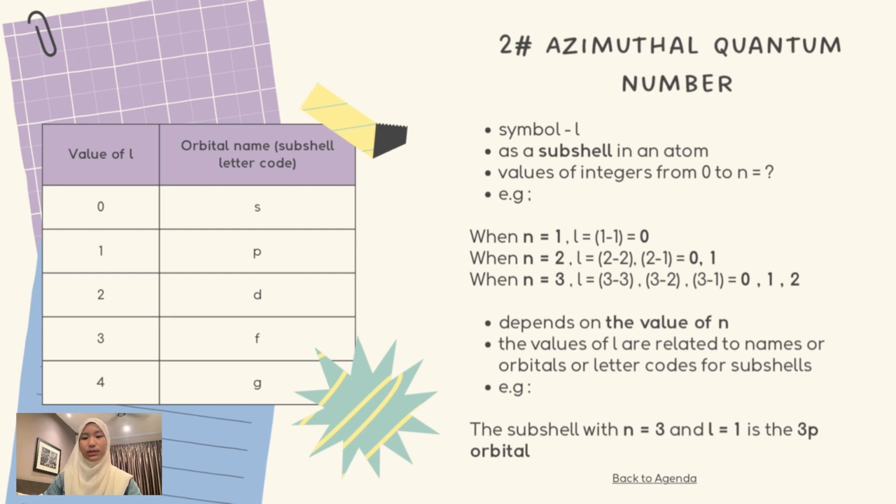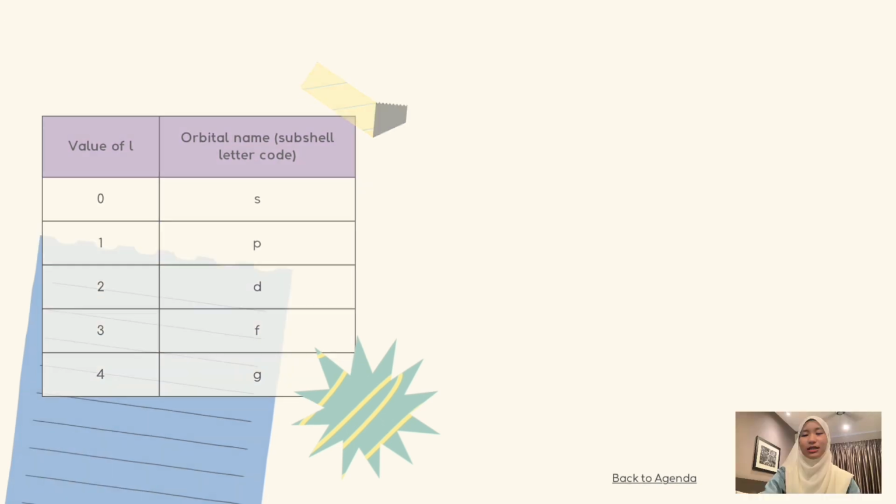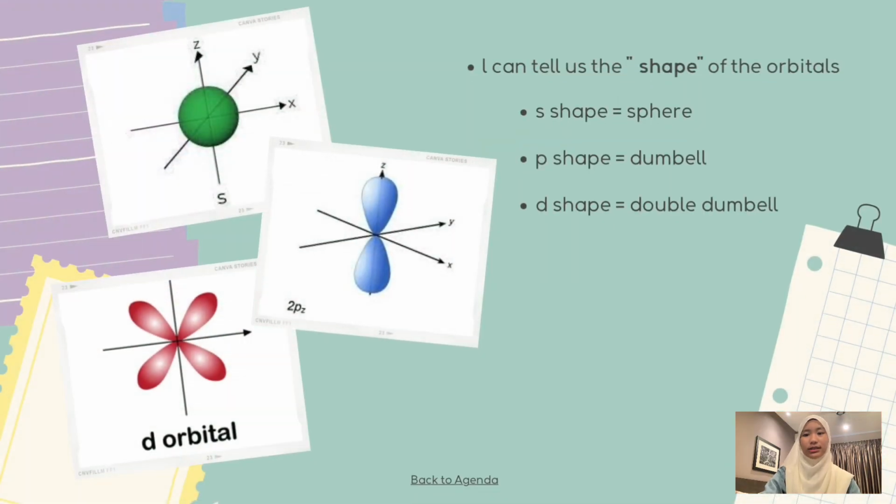For example, the subshell with n equals 3, which is in the third shell, and L equals 1. The third shell has 3 subshells, 0, 1, 2, so L equals 1 is the second subshell. When the L value is 1, the orbital name is p, so it becomes the 3p orbital. L can also tell us the shape of the orbital. The s shape is a sphere, the p shape is a dumbbell, and the d shape is a double dumbbell, as shown in these pictures.